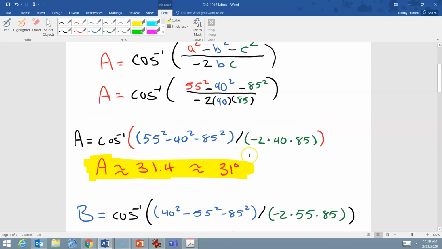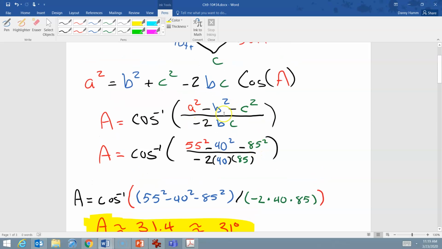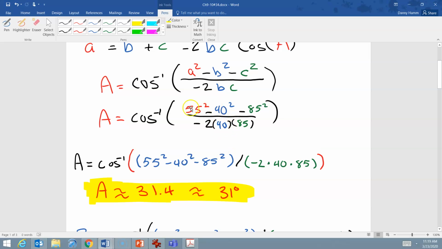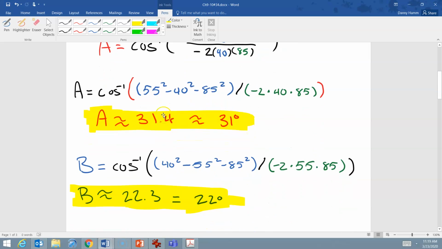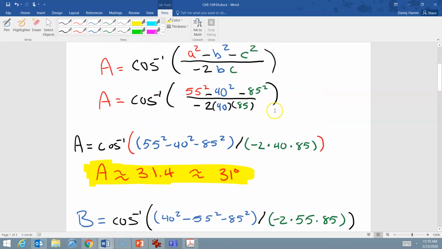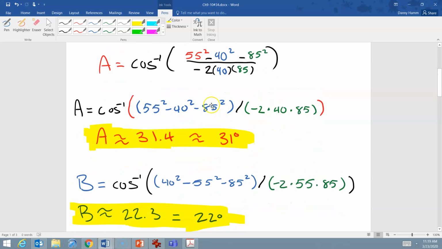Now, in order to do so for B, this is simply switching these two letters. I'm switching B and A, and that happens in two spots. So instead of having to solve all this again, I'm simply moving 40 to the placement of my A, and I'm moving 55 right here to replace it. This also happens here. So as you can see, 85 doesn't move in either location. When I'm solving for A, 85 stays there. The only thing that changes is 40 and 55.